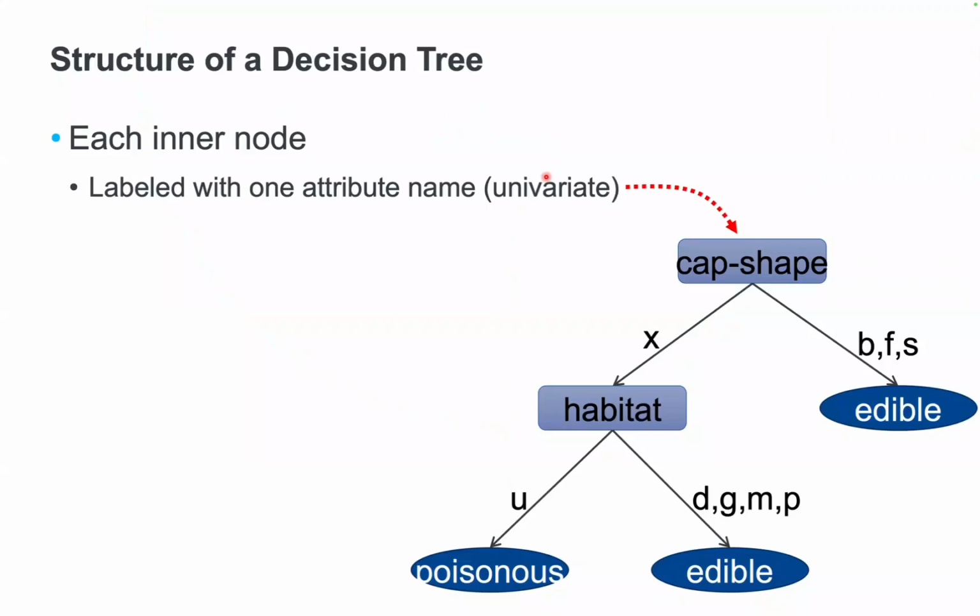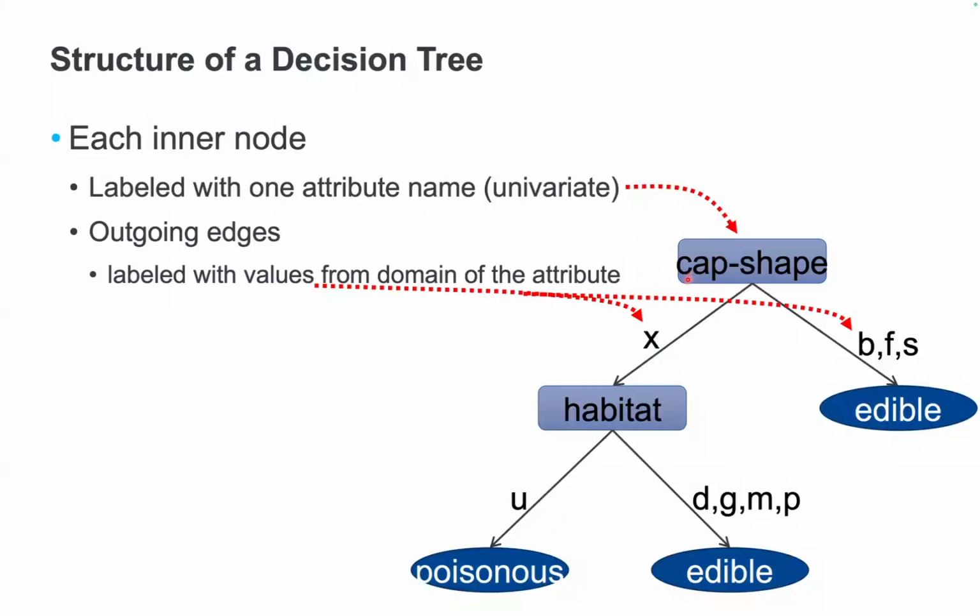First, it has inner nodes, starting with the root node, but there are also other inner nodes. Each inner node is labeled with one attribute name, and this is why it's also a univariate decision tree. Univariate meaning we decide based on a single attribute how to walk down in this tree.